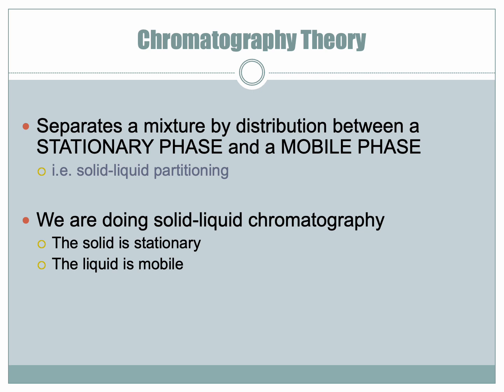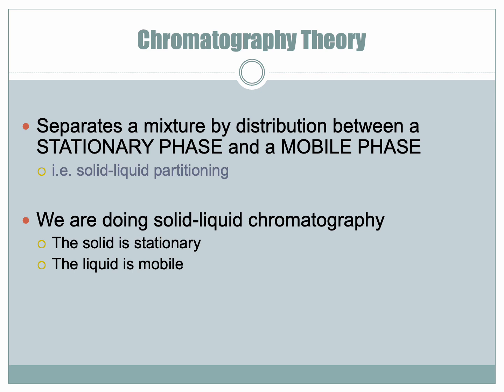So chromatography works by separating a mixture by distribution between a stationary phase and a mobile phase. We call this solid-liquid partitioning. This is very similar to the kind of behavior that a compound has in a separatory funnel. Remember that in a separatory funnel, we have a compound that spends some time in the aqueous phase and some time in the organic phase, and it can move back and forth depending on its polarity and which phase it's most stable in. That's the same idea here.